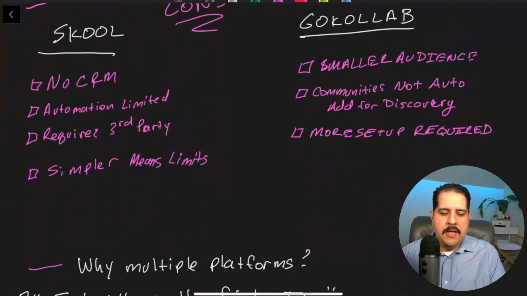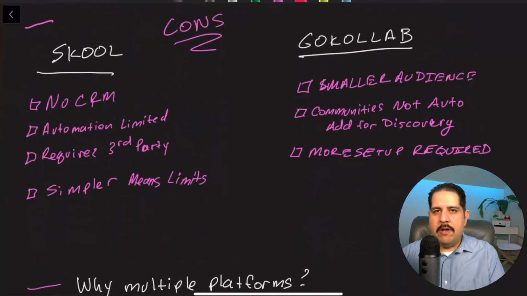Now there's some cons, like for instance, Skool doesn't have the CRM capability. So you still need a different tool in order to provide any sort of automation, any sort of lead nurturing system, any sort of capture system. All that is required now. And you have to understand that Skool is simpler, but simpler sometimes means limits.